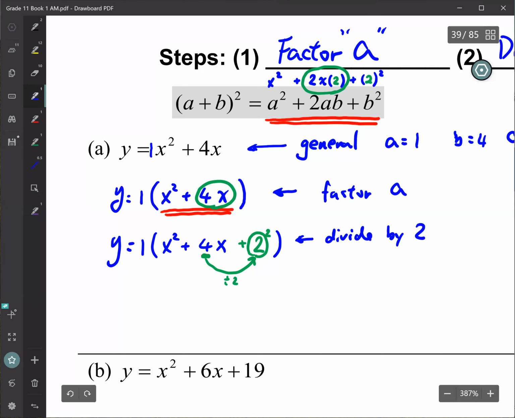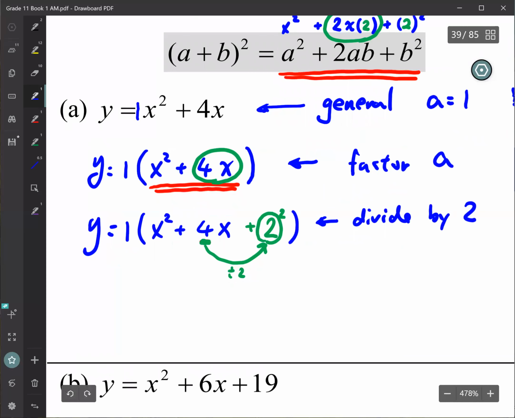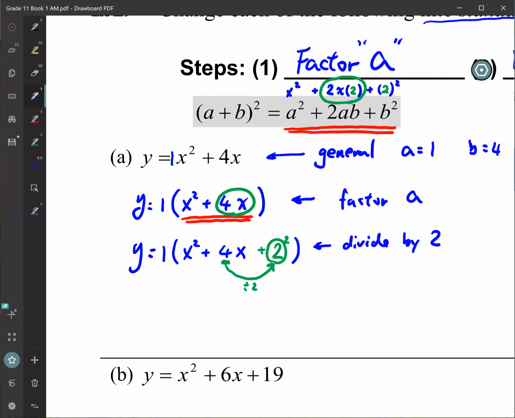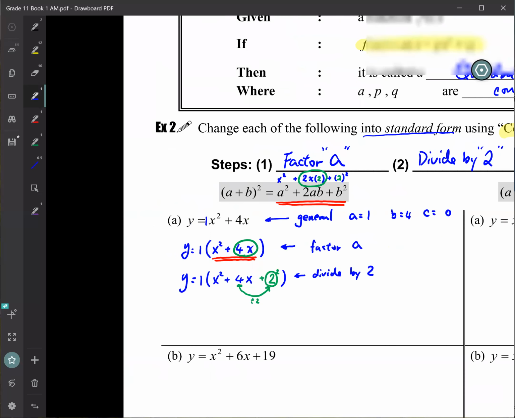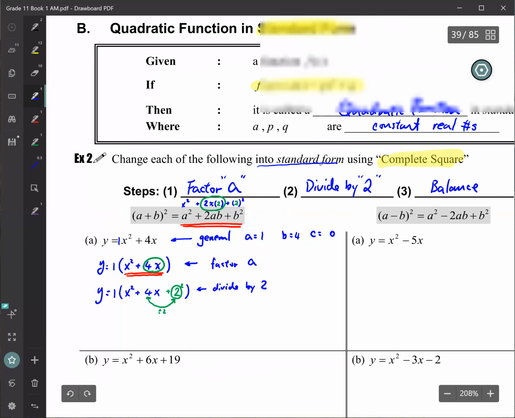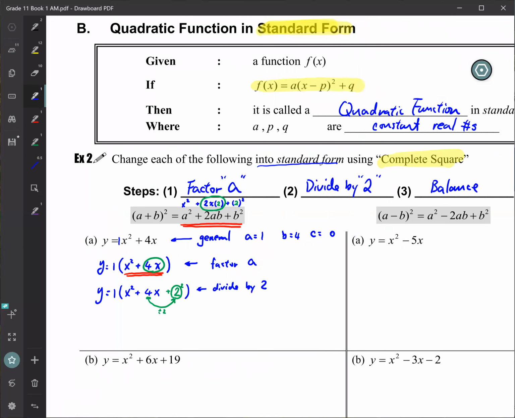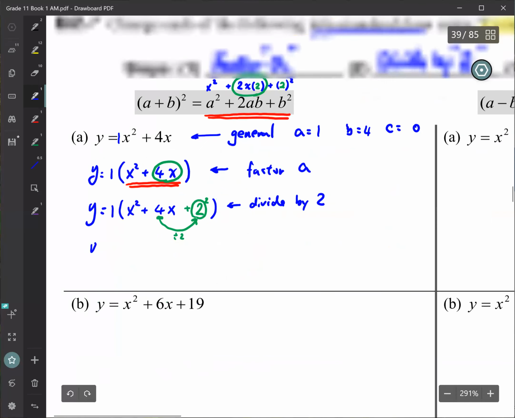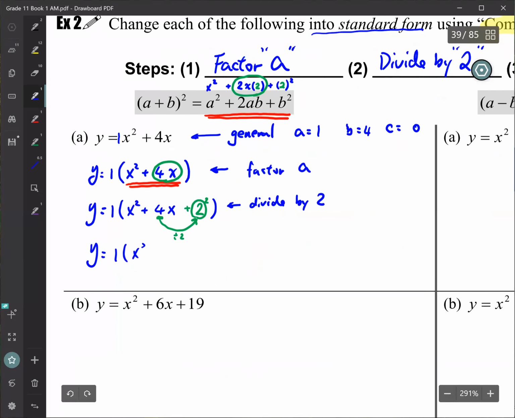And now, the 2 squared, the green number that I added in, that thing is extra, right? The question doesn't have it. So I need to do our step 3, which is called balance. You need to cancel that out because you added something extra, so you need to subtract it back to make sure you don't change the question. So your next step will be still the same thing, okay? Minus 2 squared. Okay, take your time to write it out.